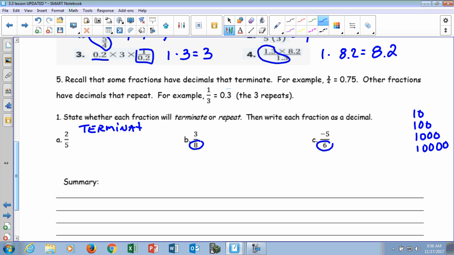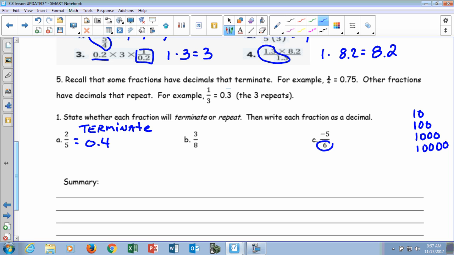And does anyone know what 2/5 is as a decimal? This is a fraction. You should know what the decimal is. 0.4, right? If they ask you to write to the hundredths, you'd write 0.40, right? So 0.4. Now, let's look at 3/8.